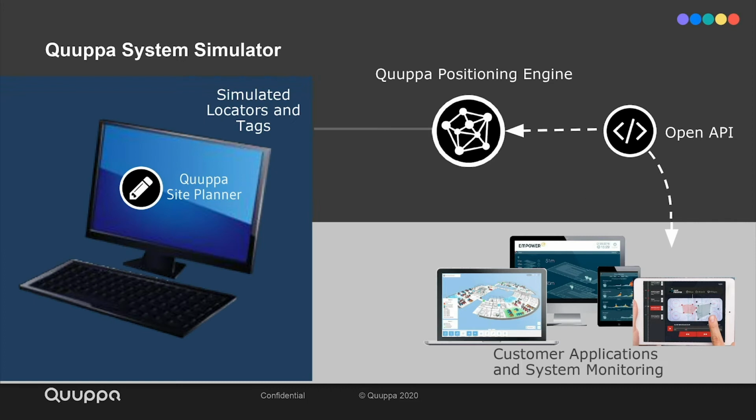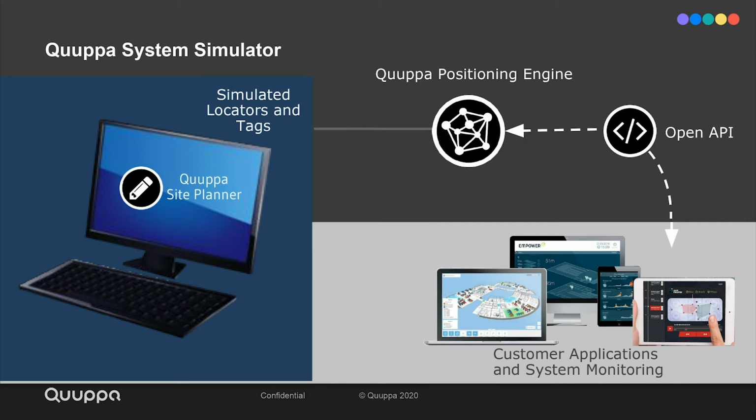And what it does is that it replaces all the hardware. It replaces the tags, the locators, meaning that you don't have to install any hardware in order to start simulating and creating data to your positioning engine. And from the positioning engine perspective, what the simulator does is that the QP is getting data that looks to be coming from locators, even though it's being simulated with the Quuppa site planner.